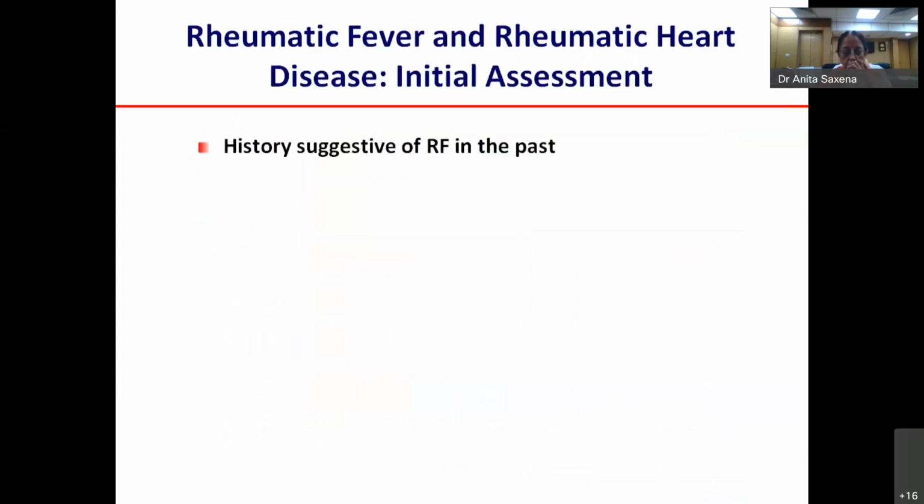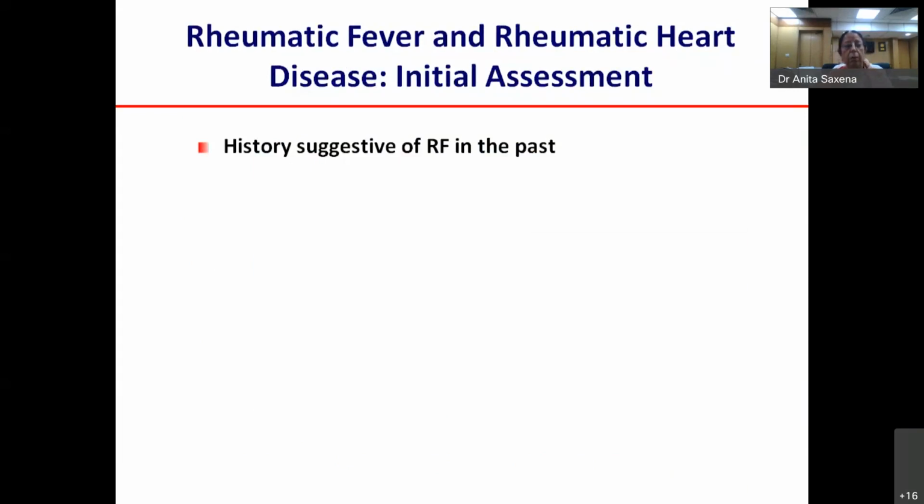So how do we assess a patient? Because very often you will get a patient of rheumatic heart disease in your exam. So how do you go about assessing these patients? We of course start with a history. We ask for a history of suggestive rheumatic fever, that means joint pain, swelling, restriction of motion, etc. in the past. And you would probably get it in about 50% of cases.